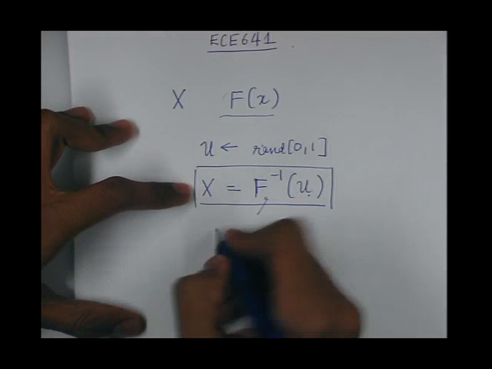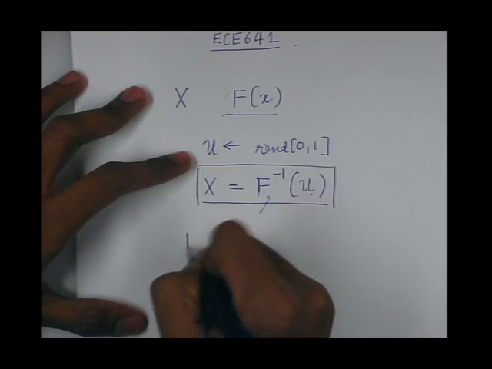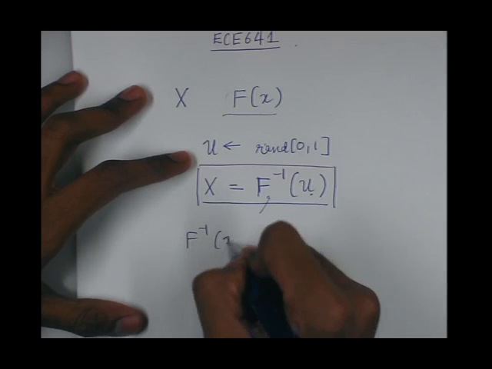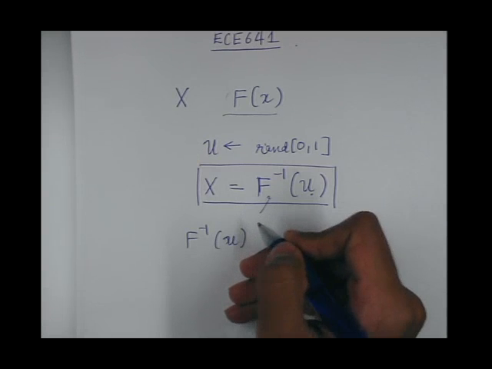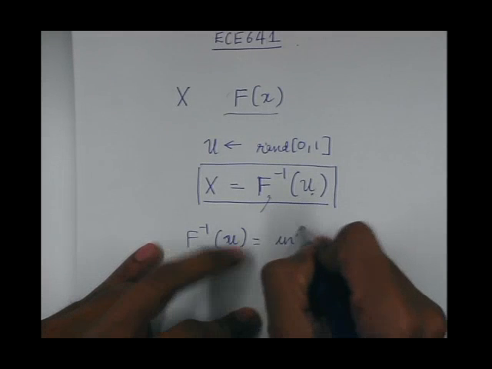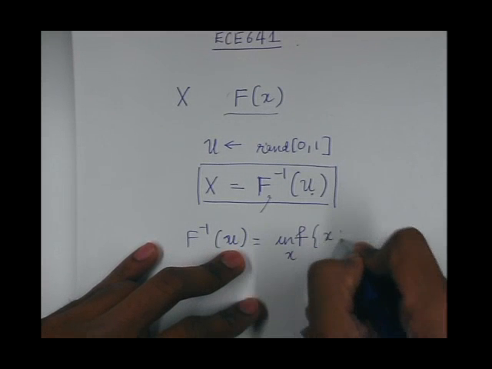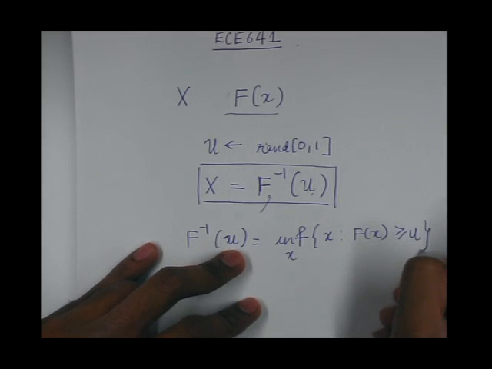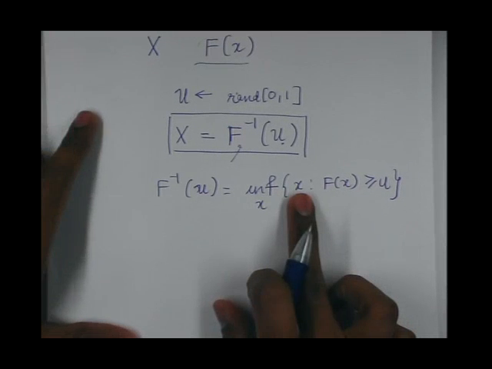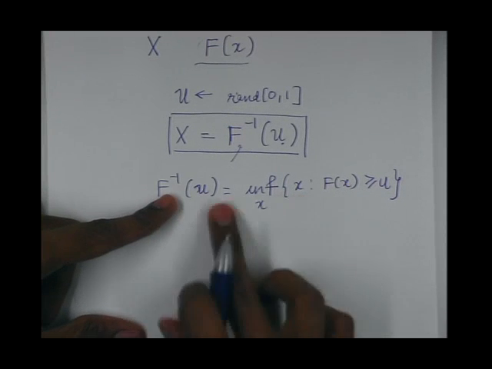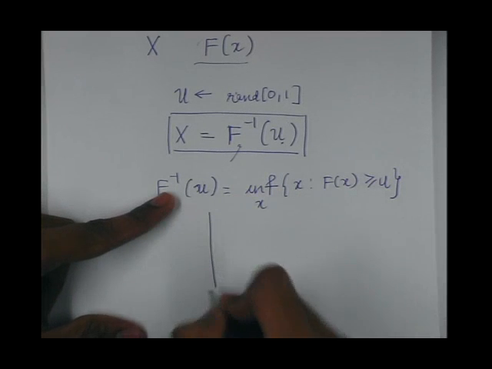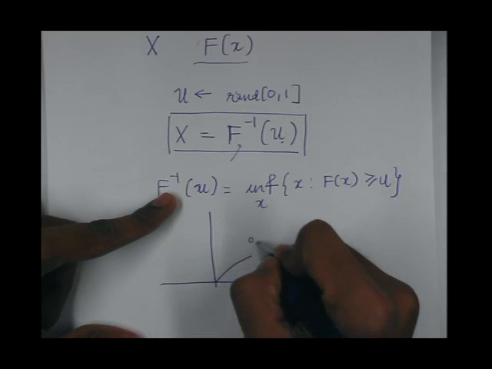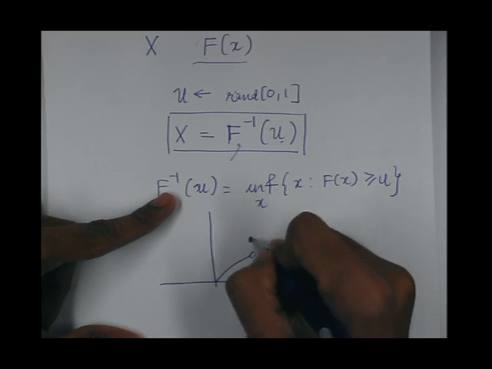However, there's one subtlety that you need to worry about, which is the way F inverse is defined. If you just look up the definition, and this is from the notes, F inverse(u) is defined simply as the infimum over x of x's such that F(x) is greater than or equal to u. And the reason it's defined this way is that it can handle any type of distribution. So let's say you actually had a cumulative distribution function from which you want to generate samples, and it's of this form.